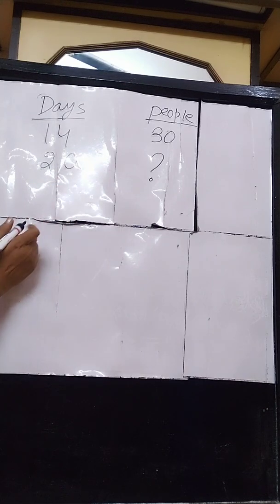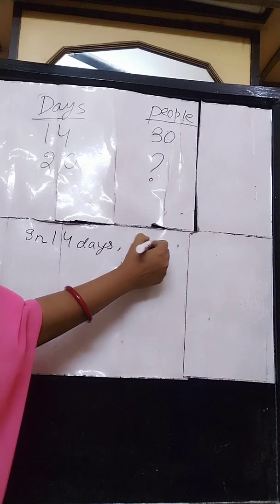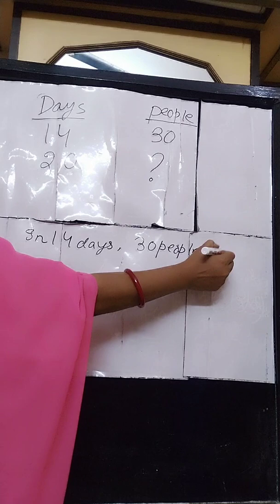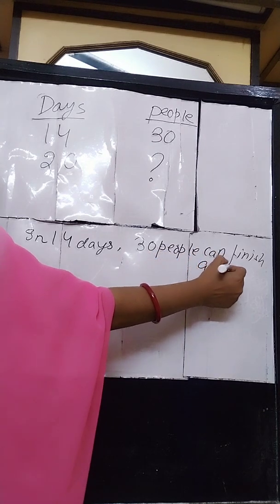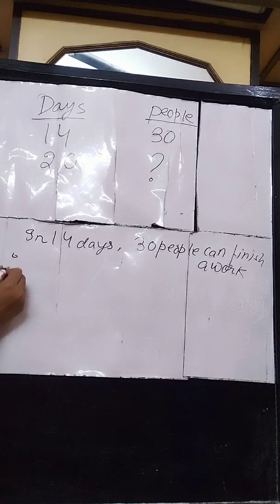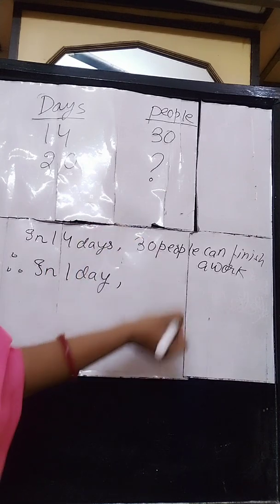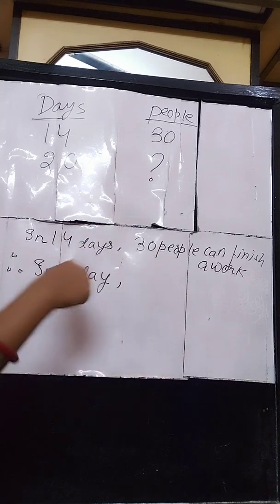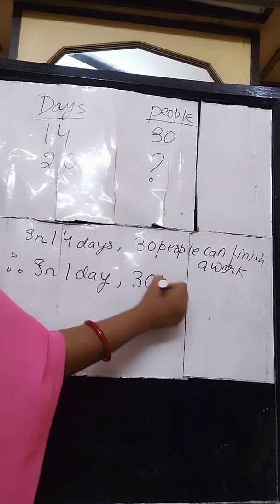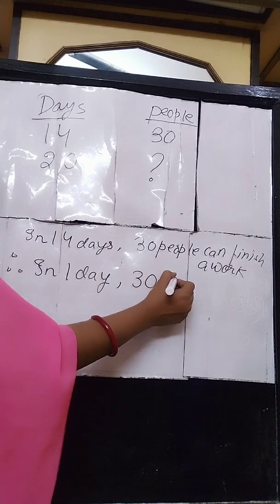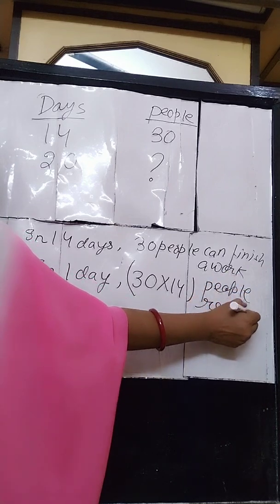We will simply write the statement: in 14 days, 30 people can finish a work. Therefore, if you need to finish the work in one day, then more people will be required, because the number of days is decreasing. That's why I was telling you that the two units are inversely related. With the decrease in the number of days, obviously the number of working people will increase. So that will be 30 into 14. 30 into 14 people are required to complete the same work.